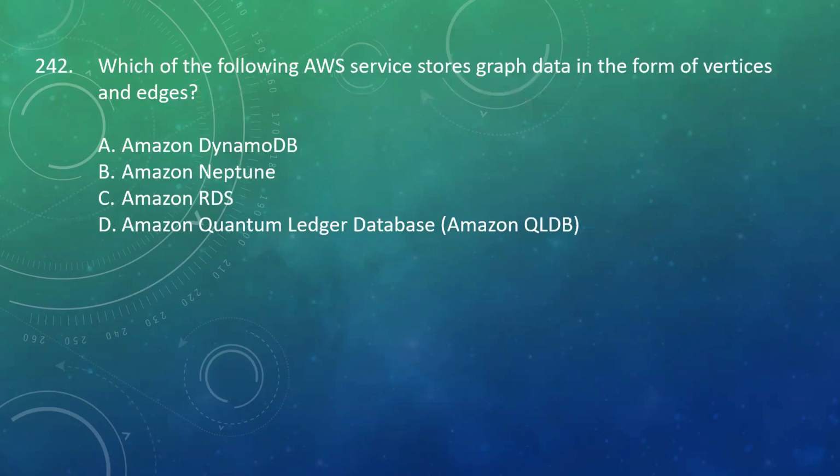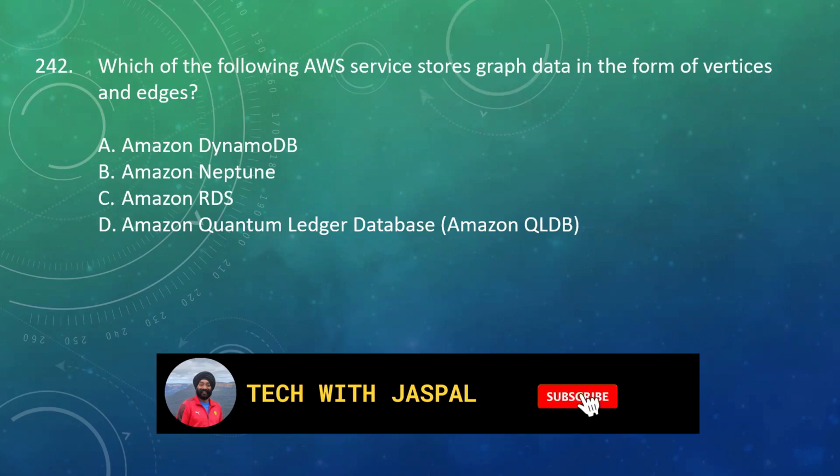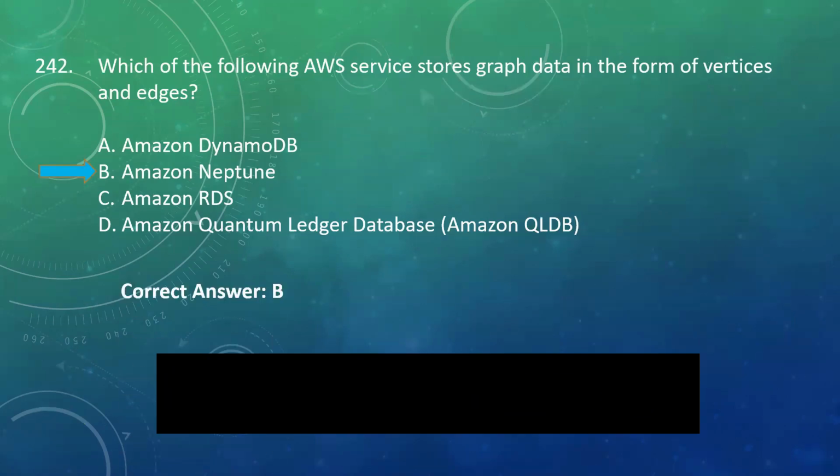Which of the following AWS services stores graph data in the form of vertices and edges? Your options being Amazon DynamoDB, Amazon Neptune, Amazon RDS, Amazon Quantum Ledger Database, which is Amazon QLDB. The correct answer here would be Amazon Neptune.